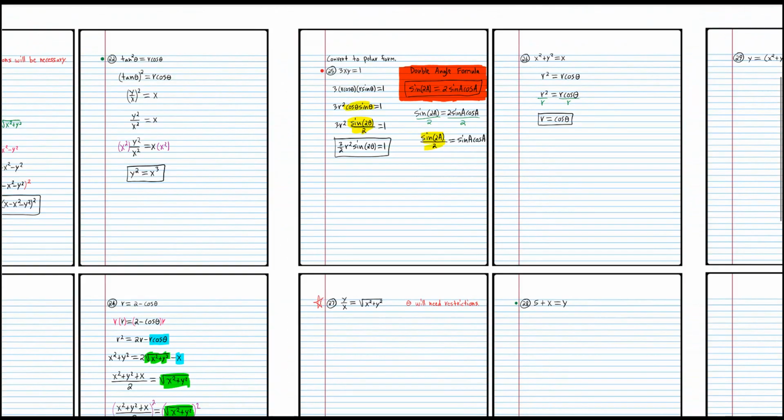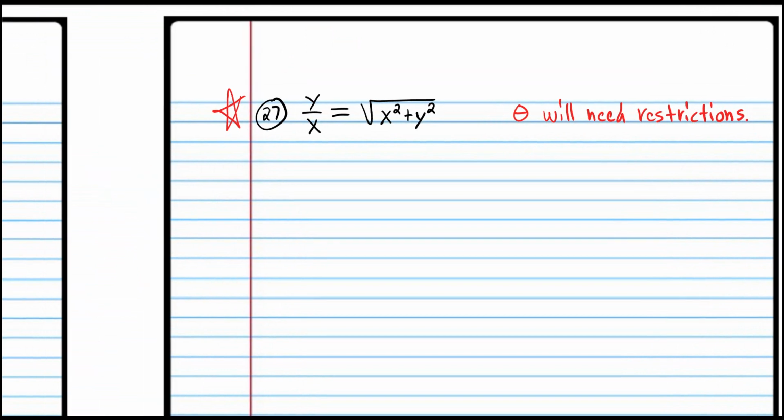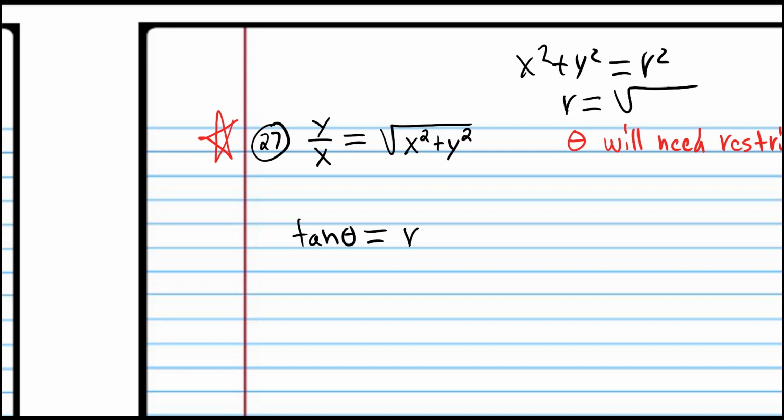So let's try one more of these before you try one on your own. So here's an example where we're going to have potential problems. So again, this is rectangular form. We have x's and y's. We're going to convert to r's and thetas. So y over x is tangent theta. That's one of our equations. And the square root of x squared plus y squared, well, that's just going to be r. Because remember, x squared plus y squared is equal to r squared. So r is just square root of x squared plus y squared.